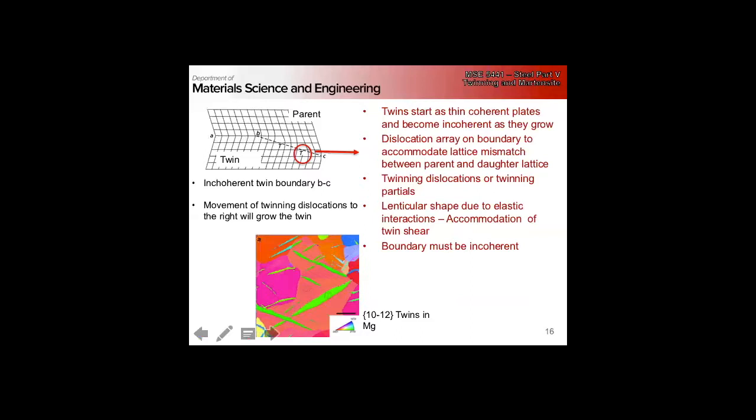This is sort of schematic, but it's very reasonable. AB is coherent. BC, this is still a twin boundary, but this is now an incoherent interface between these regions. So these two lattices still maintain a twinning orientation relationship, but the boundary between them is incoherent. And we need the dislocation structure to accommodate the lattice mismatch due to this incoherency, right?